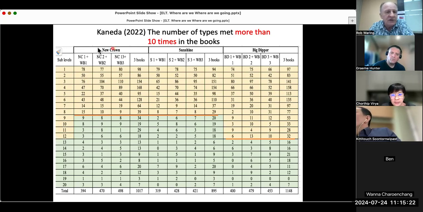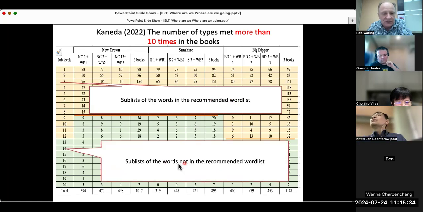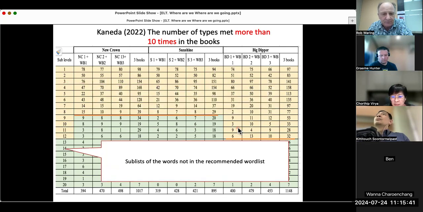And it says that in the New Crown textbook, these are junior high books here, these words in yellow are the sublists of the words in the government recommended word list. And these are the words not in the government recommended word list. So these are the words in yellow we need to look at.